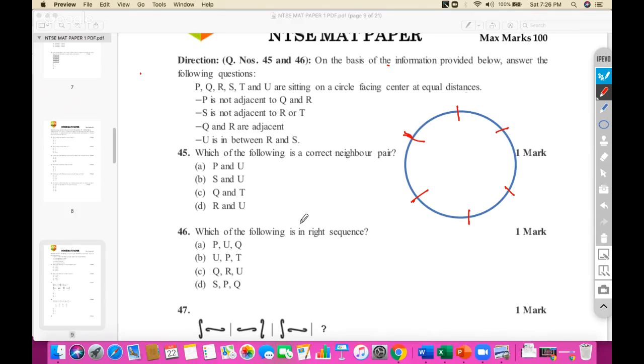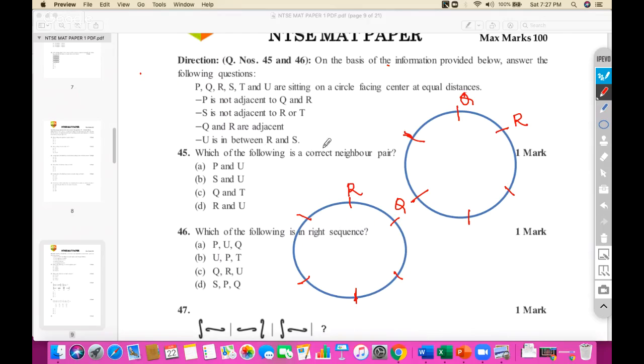so P is not adjacent to Q and R. S is not adjacent. Q and R are adjacent. So let me make two circles out here. Let me check whether the wordings are correct here or not. So Q and R are adjacent. So it can be like this, Q and R, or it can be R and Q.